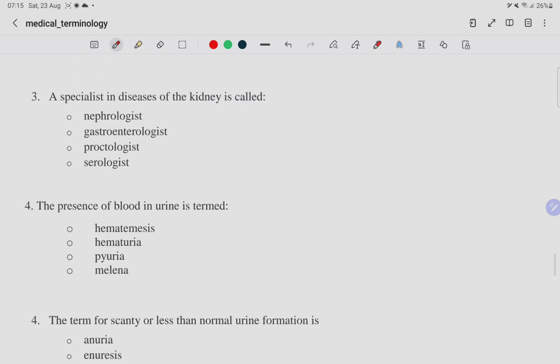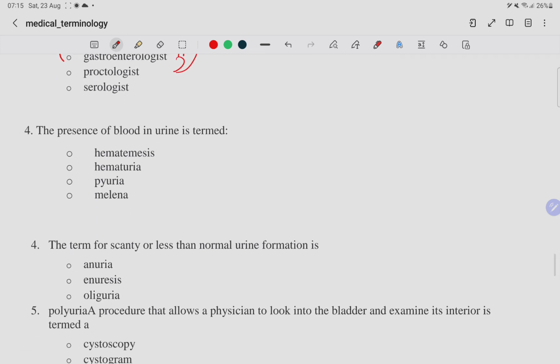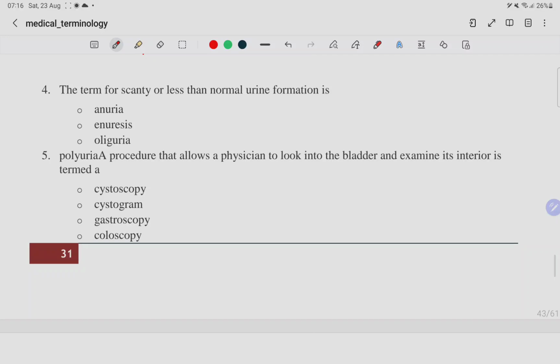A specialist in diseases of the kidney is called a nephrologist, in the stomach a gastroenterologist, in the rectum a proctologist, and in the serum a serologist. Presence of blood in the urine is called hematuria, while vomiting of blood is hematemesis. Polyuria is a large amount of urine. Melena is black stool due to GI tract bleeding, and we will talk about upper GI tract bleeding after.